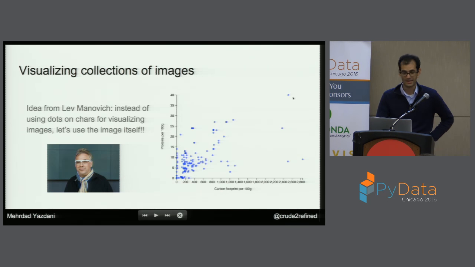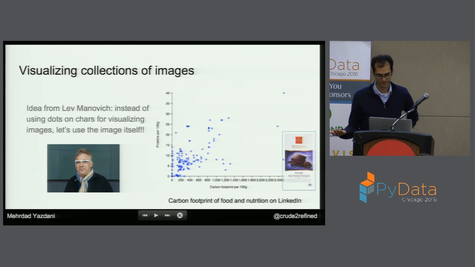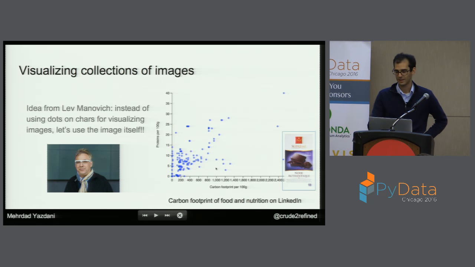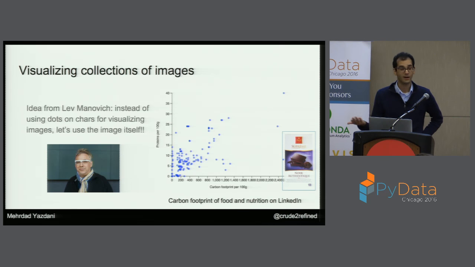But each food item, if we put the actual image there, you'll notice that some of these outliers are actually not beef, they're a chocolate brand. And if you look at all of these little outliers, that's what they seem to be. So that's already something really fishy there. Why would chocolate that has essentially zero beef have such high carbon footprint? This either suggests that this particular company or brand has a practice that is particularly bad, or there's something wrong with this data.